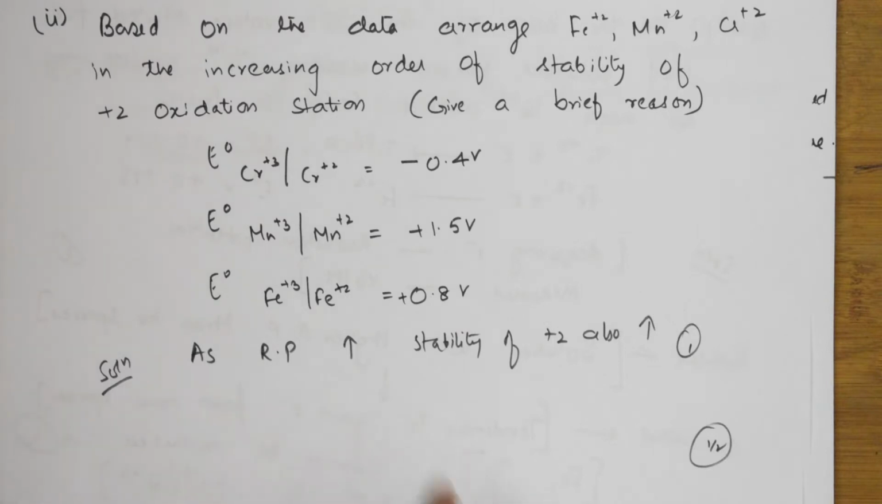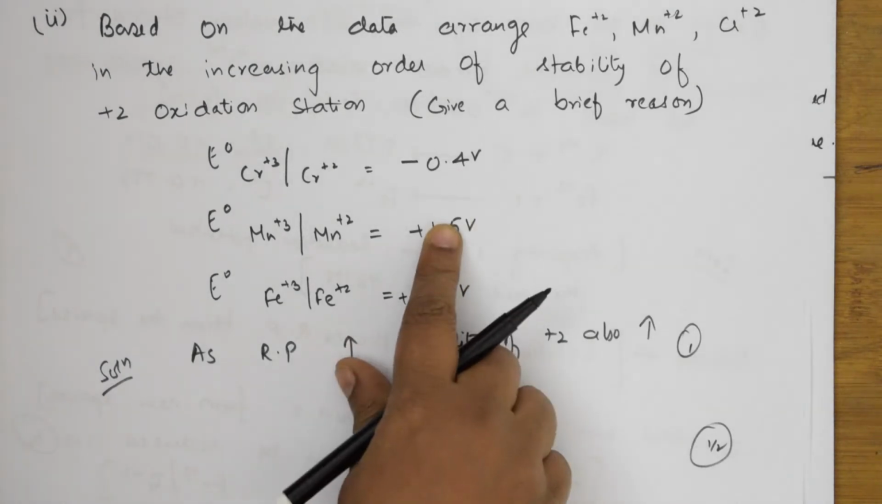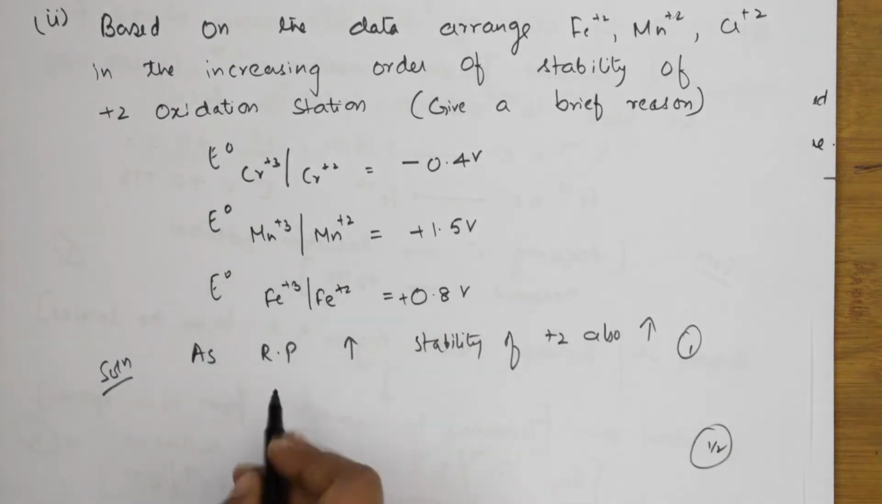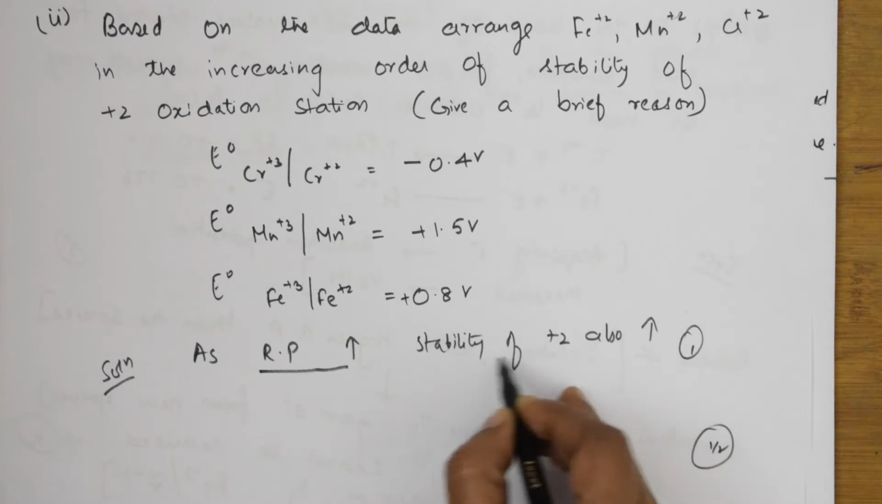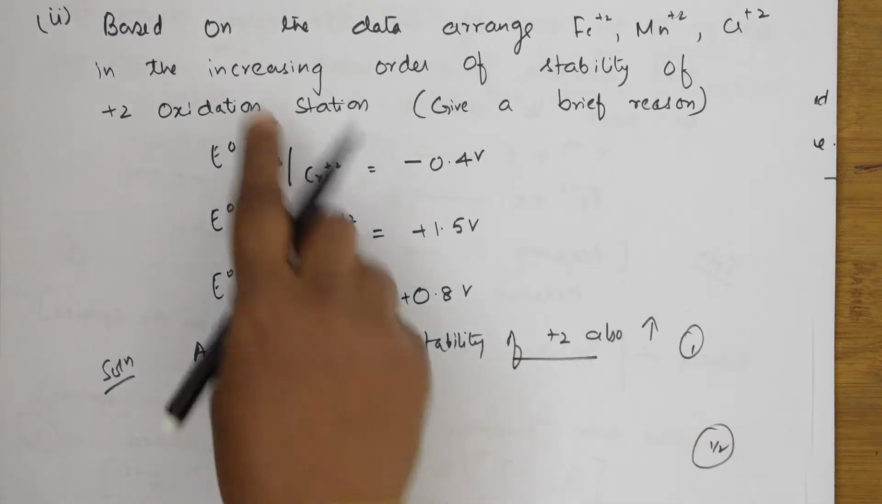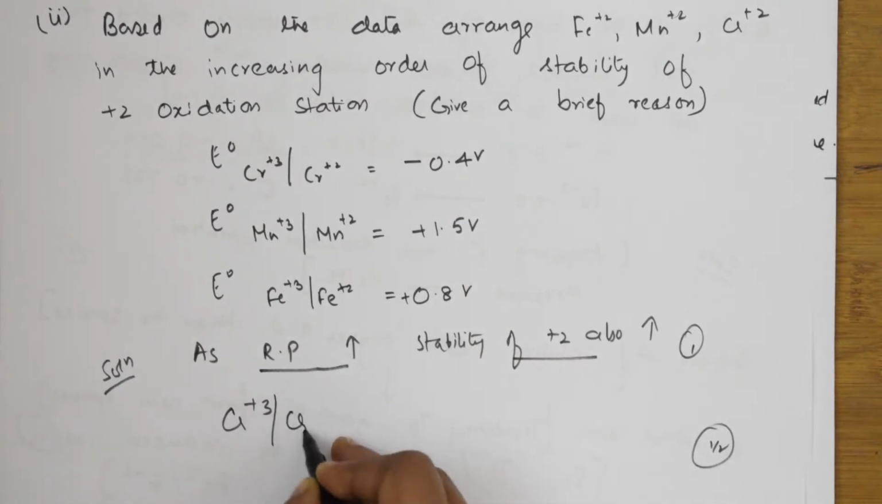First, among all these, whichever has higher reduction potential, plus 2 oxidation state stability is more. So first one, Cr plus 3. They asked me to write increasing order. Last should be the maximum one. Cr plus 3 by Cr plus 2.